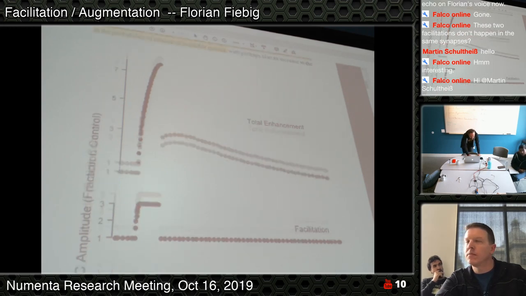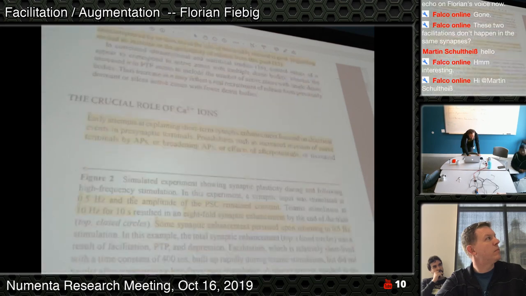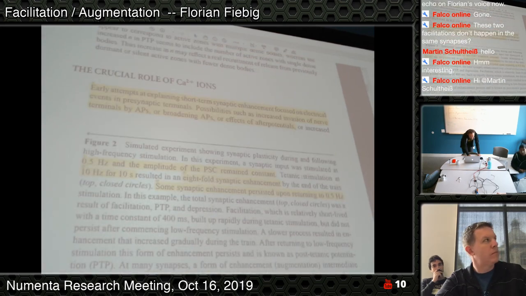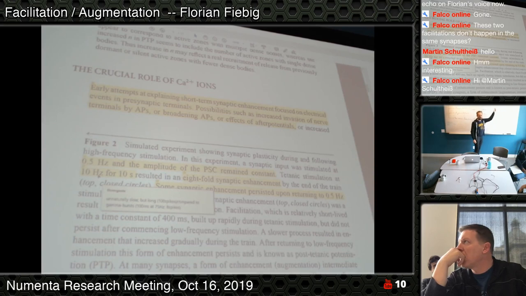Then at time zero, which you see down here, there's a time axis, that changes, and instead we are applying a so-called tetanic stimulation. So that means we now have a 10 hertz train for 10 seconds, so a total of 100 spikes at the presynapse. So 10 times a second, we force the presynapse to fire, and we do that for 10 seconds. So a total of 100 spikes.